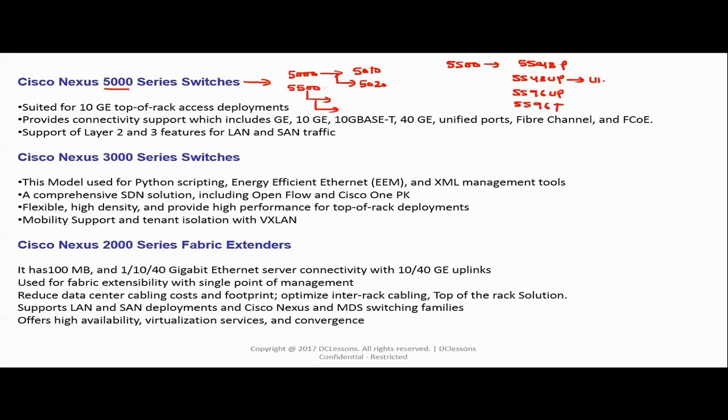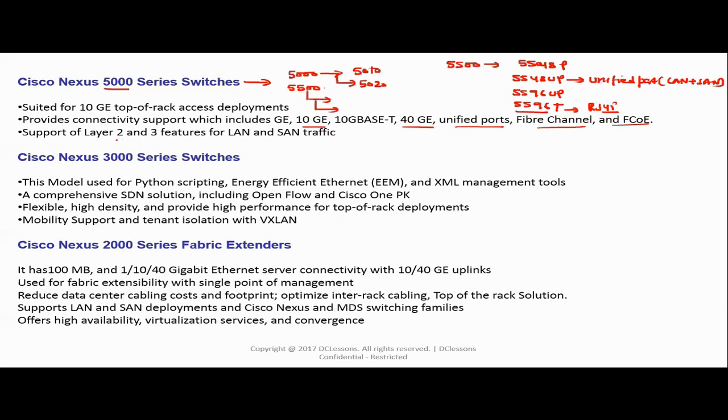UP is a unified port, and it can support both your LAN and SAN packets. And what is T? T is mostly used for RJ45. So if you have an environment where you are using an RJ45 cable, Cat6 cable, or Cat7 cable, you will use 5596T. In this also, right, it supports 10 gig, 40 gig, unified ports, Fiber Channel and FCoE.